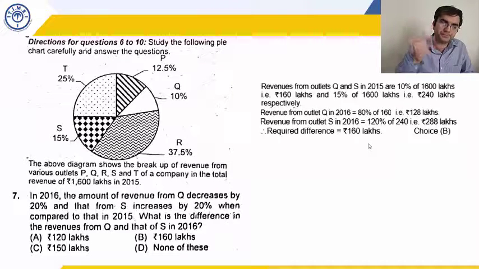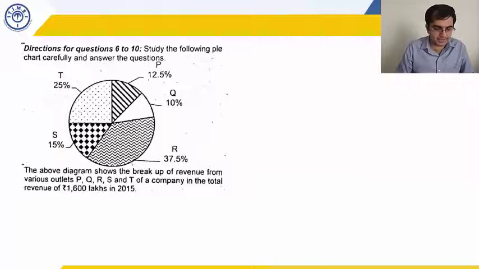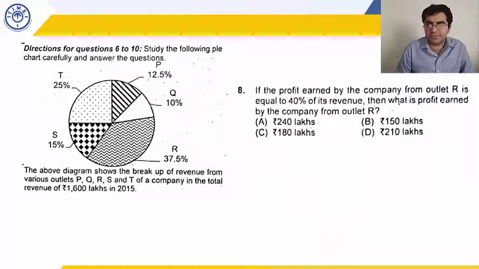Pay attention. You got the value from Q and S in 2015. You did the increment and the decrement. Find the difference. That is your answer. Okay. Next. Question number 8. Take 30 seconds.